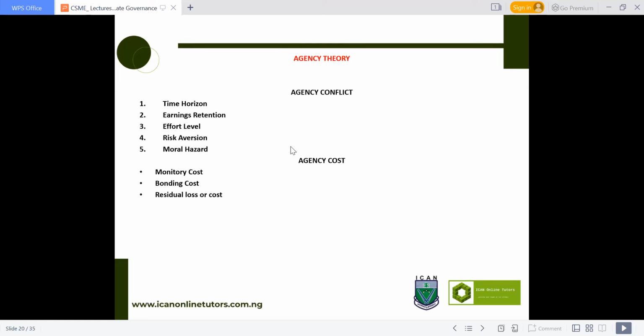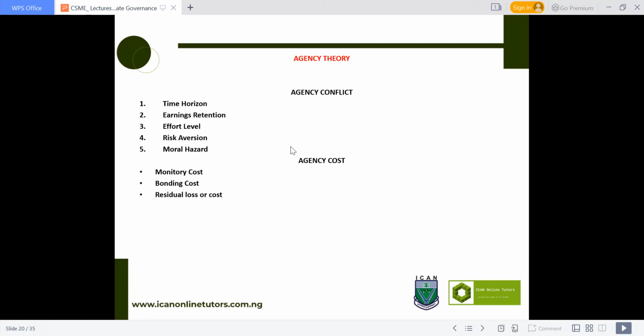But the director will not like that. So you can see now there's a gap in each of these situations. The first one we say time horizon: one is thinking about the long run, another one is thinking about the short term. Retention: one says, oh, I want to receive dividend, the other one is saying, oh, I will not pay.